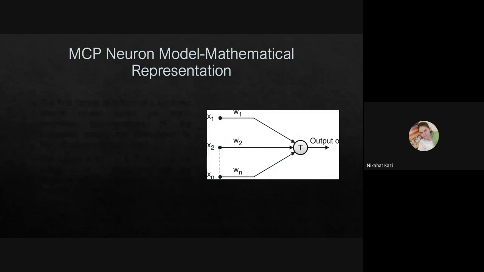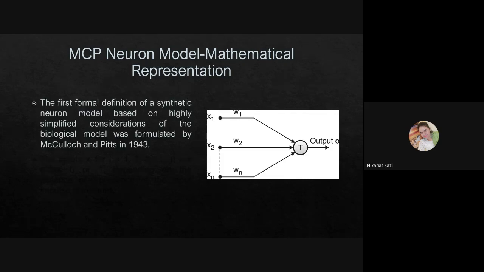So you have this neuron, and there are different inputs which are connecting to the neuron, and each input has a weight. Now the output that you need to compute, first of all, you need to compute a weighted sum of inputs. So this is the first formal definition of a synthetic neuron model, which is based on the biological model, and it has simplified many things. It's a simplified version of the biological neuron, designed in 1943.